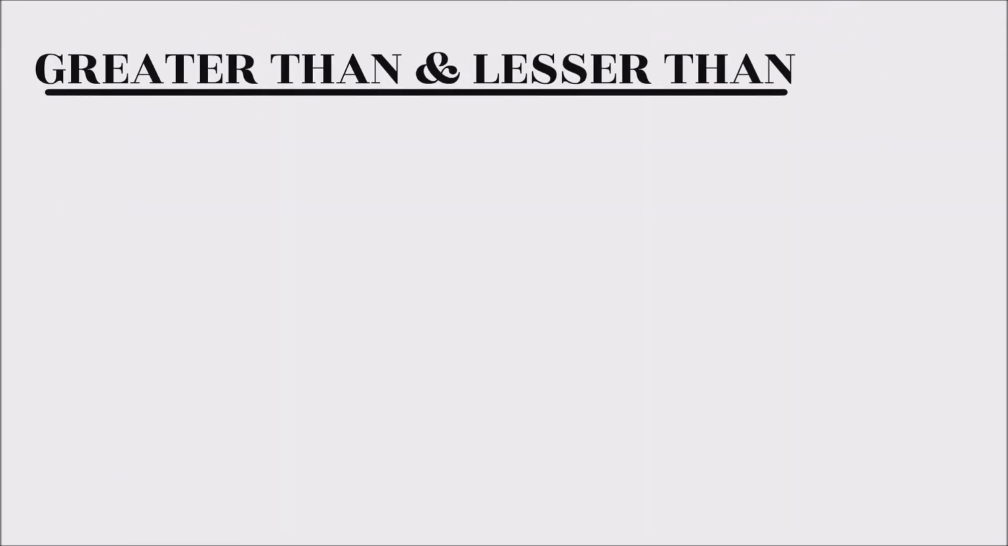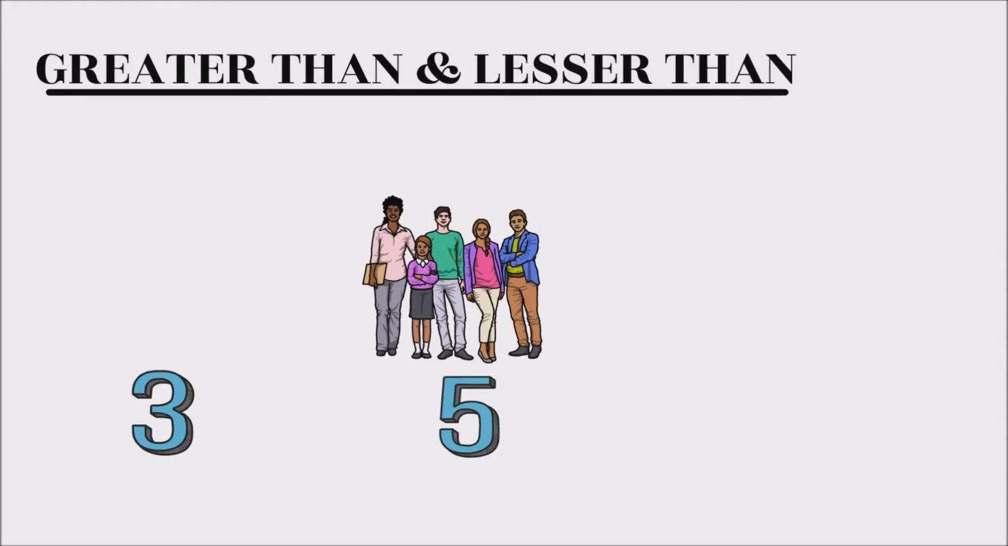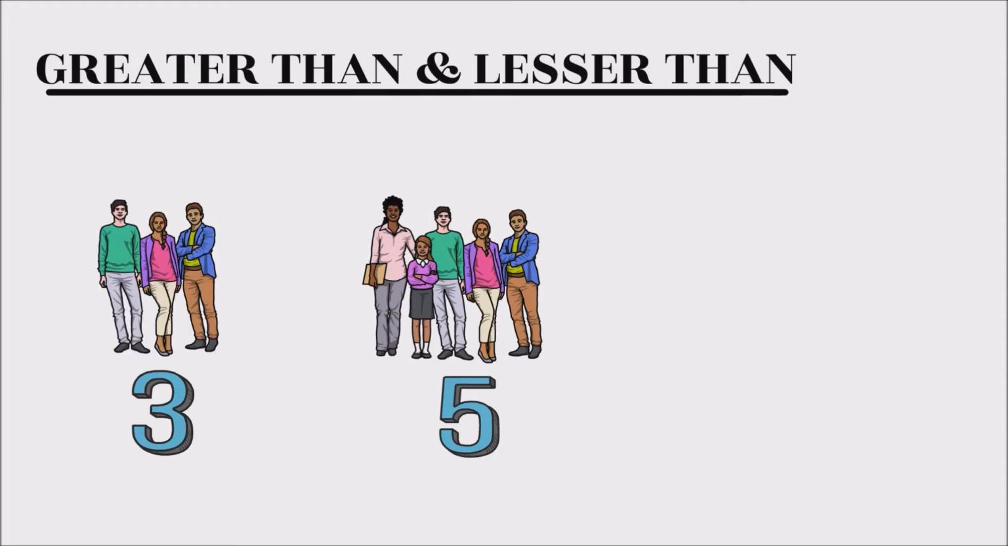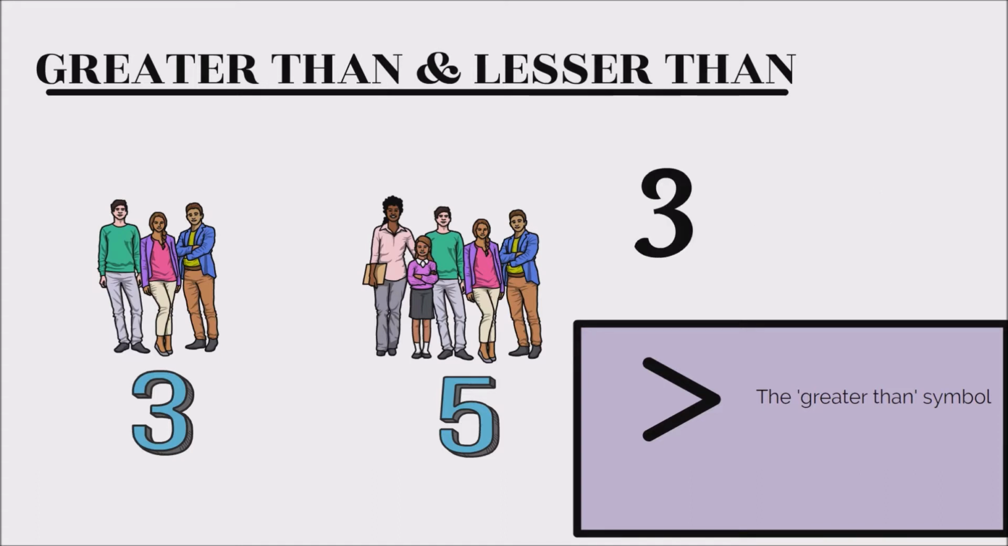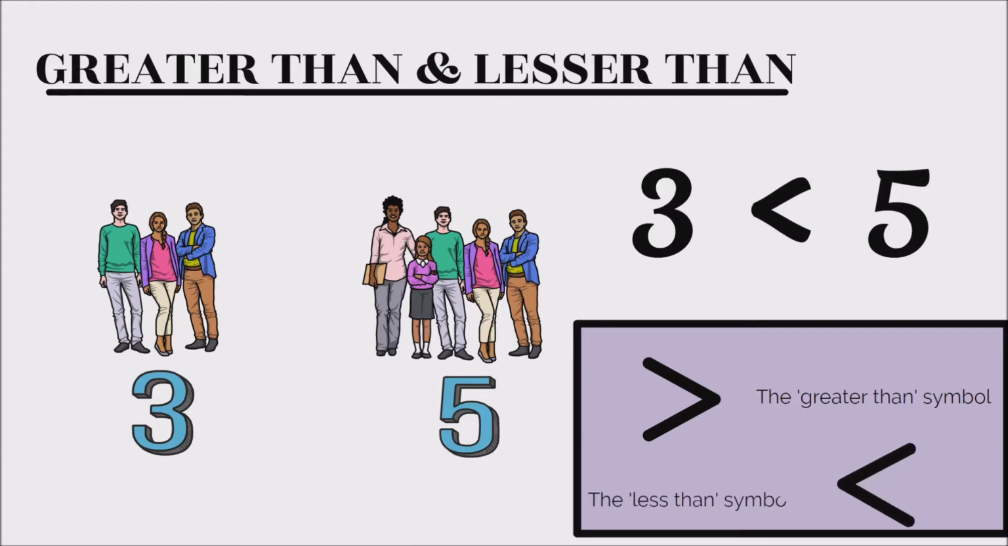First, let's consider two numbers, 3 and 5. Using an example of people, a group of 5 people is bigger than a group of 3 people. So we say that 5 is greater than 3. And this is the greater than symbol. Now, we can also say that 3 is less than 5. And this is how we write it, with the less than symbol.